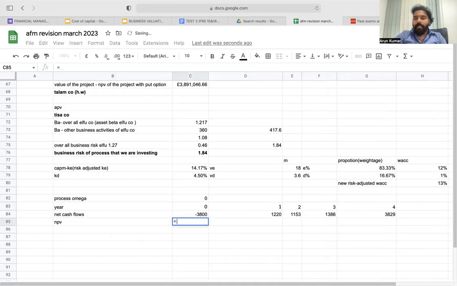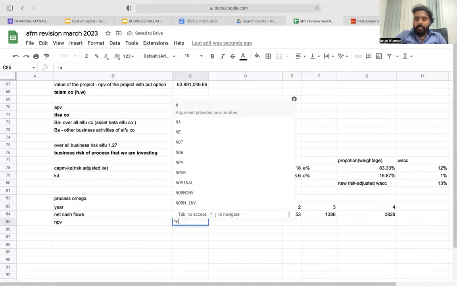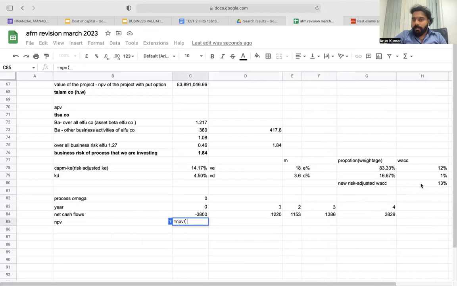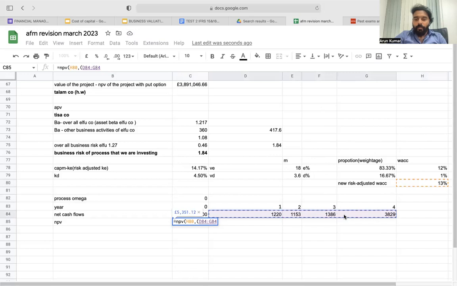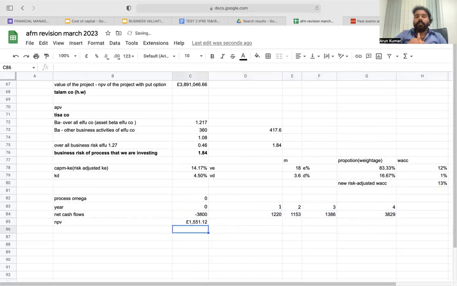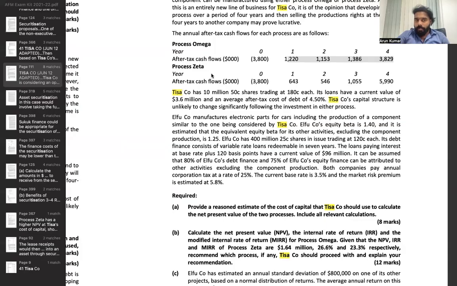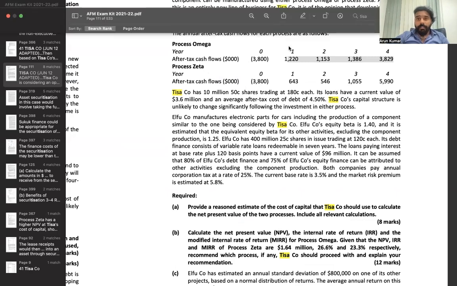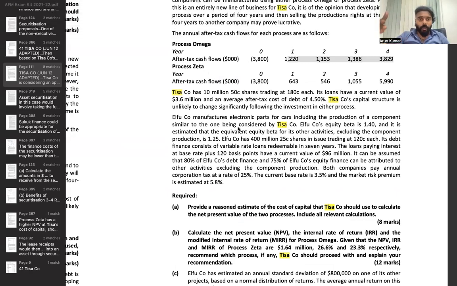So how will you calculate the NPV? The discounting rate is given here. So it's equal to NPV, select the rate, comma, find the present value of cash flows from year 1 to 4, and net it off with the initial investment. So what's the NPV of the project? It is 1.551. And if you are comparing with the NPV of process Zeta, is it higher or lower? What do you think? Is the risk high or low? So the return is lower, right?